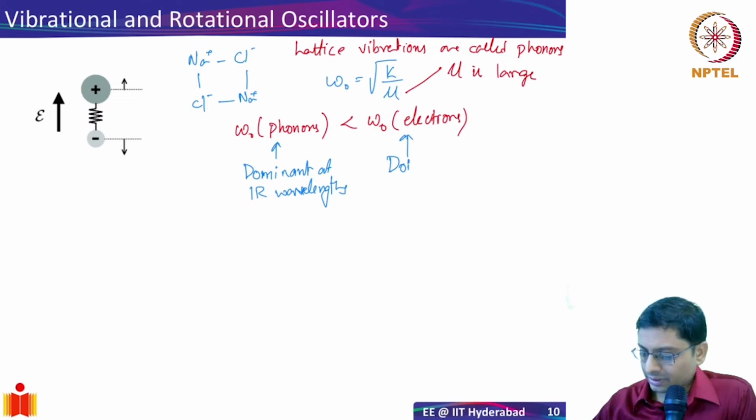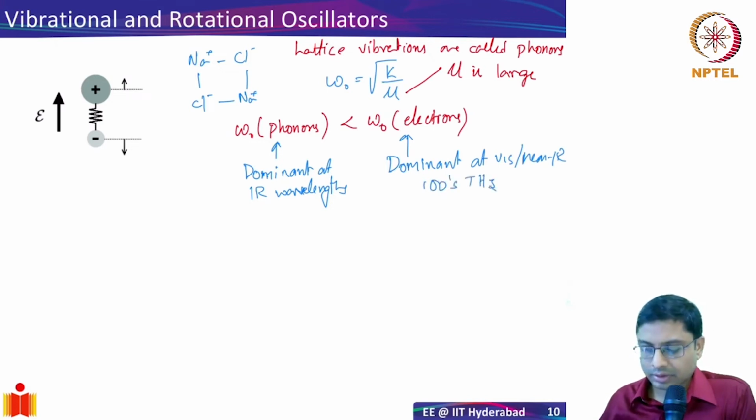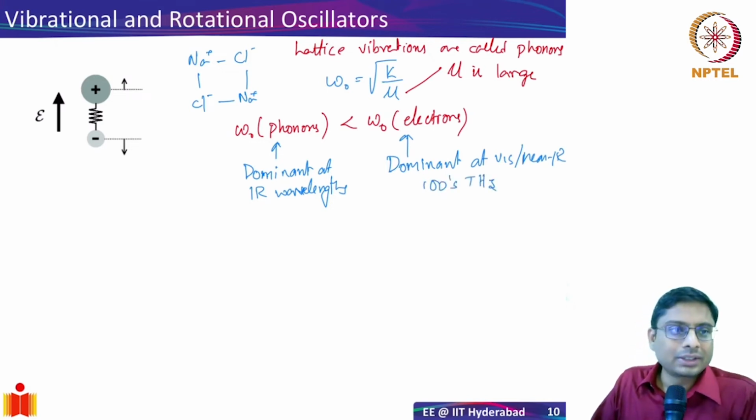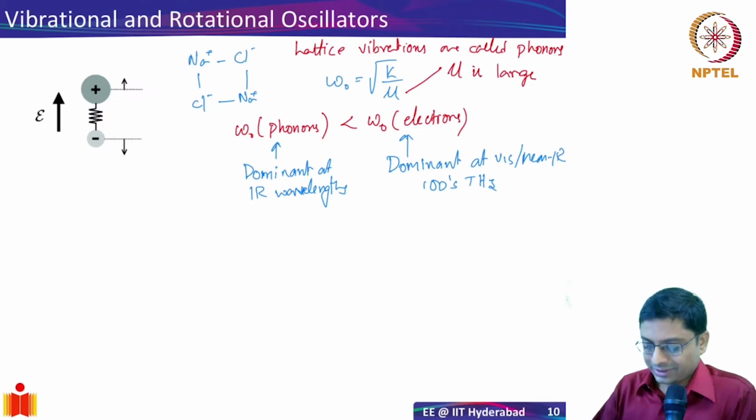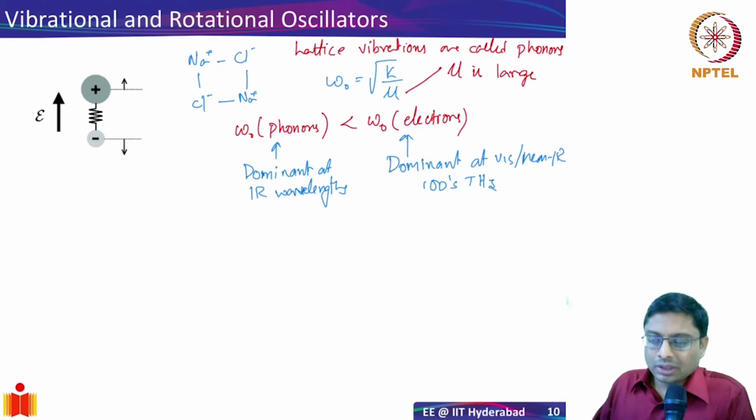visible or near IR, hundreds of terahertz. All right. So this is another type of oscillator. This is even more apparent for us: there is this bond which is stretching, right? That's the spring mass system.